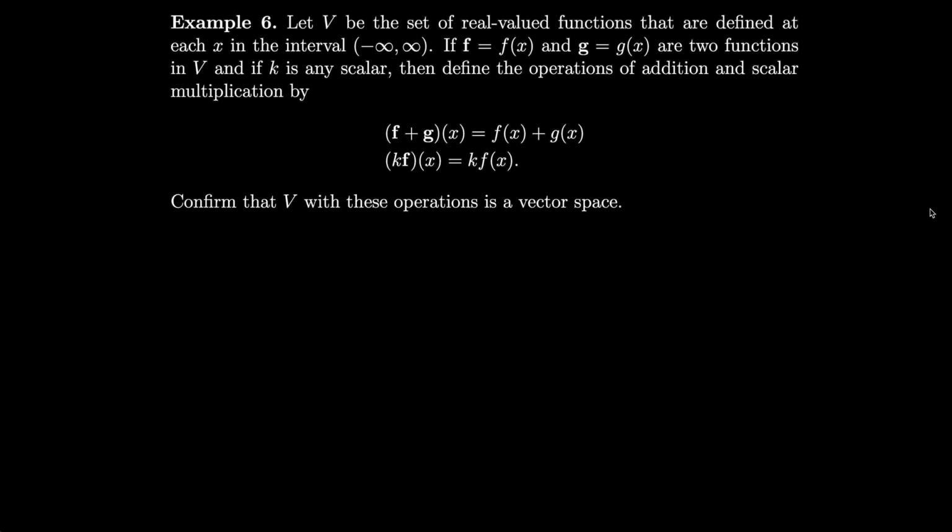Let's let V now be the set of real valued functions that are defined at each x in the interval from -infinity to infinity. If f equals f of x and g equals g of x are 2 functions in V, and if k is any scalar, then we'll define the operations of addition and scalar multiplication by regular addition of functions that you would imagine, and scalar multiplication of functions. Let's confirm that V with these operations is a vector space. Okay, so how about we check axiom number 1.